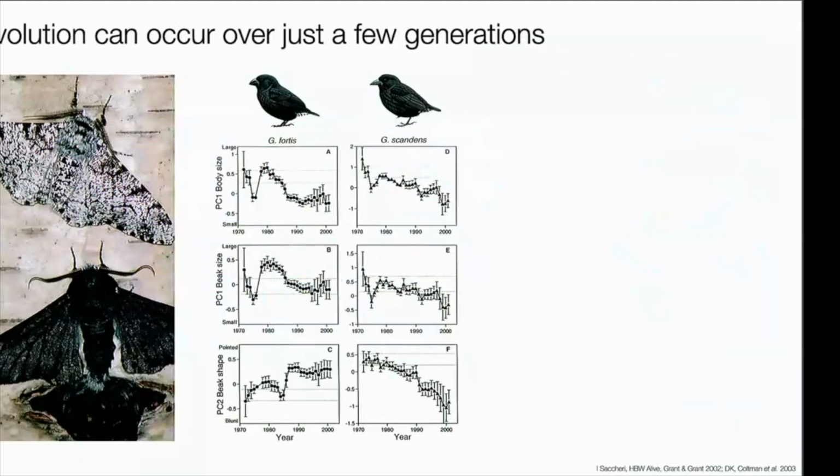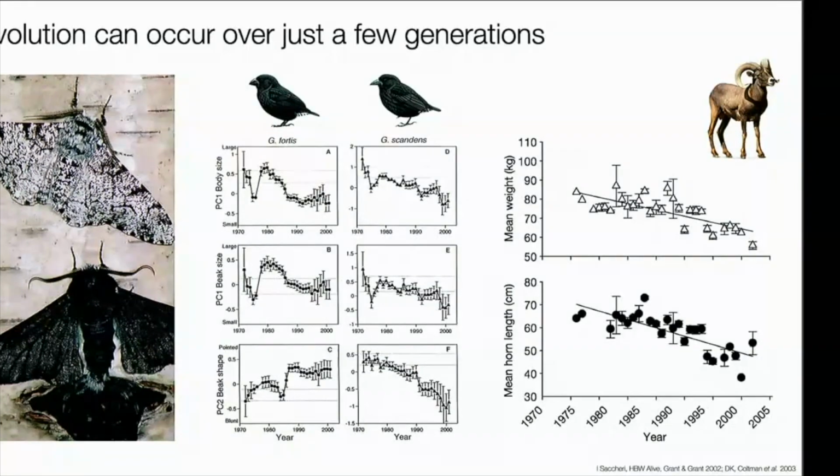As you all know, evolution can occur over just a small number of generations in nature. Here I'm showing you the textbook examples of rapid evolution: rapid evolution of melanism in peppered moths in the UK, and rapid evolution of beak size and shape in Darwin's finches. We have also seen rapid phenotypic evolution caused by anthropogenic changes, such as hunting-induced evolution of decreased body size in bighorn sheep.